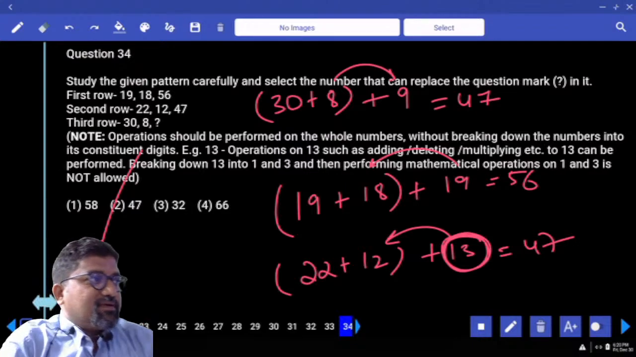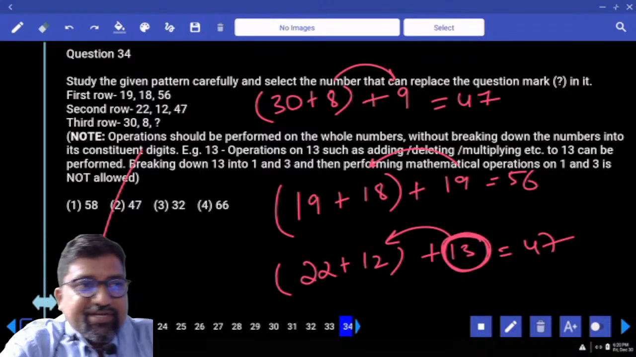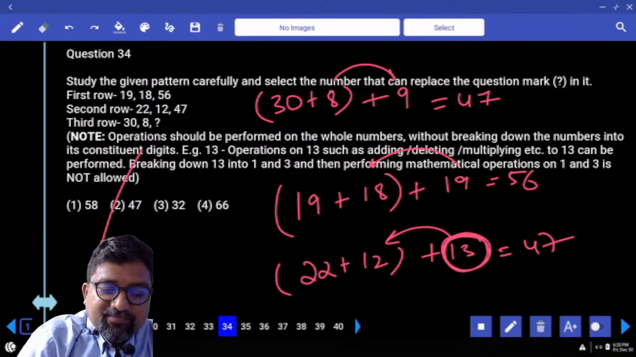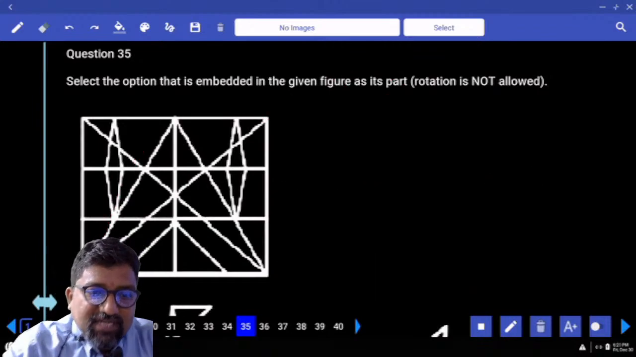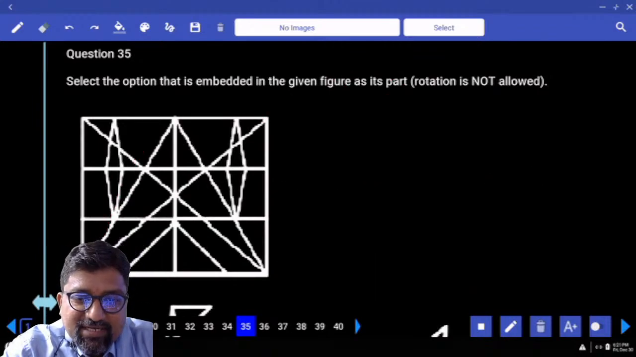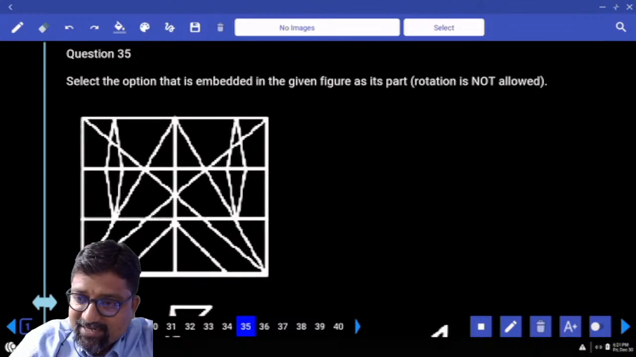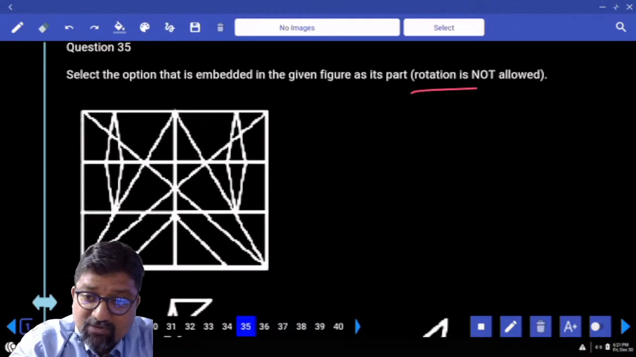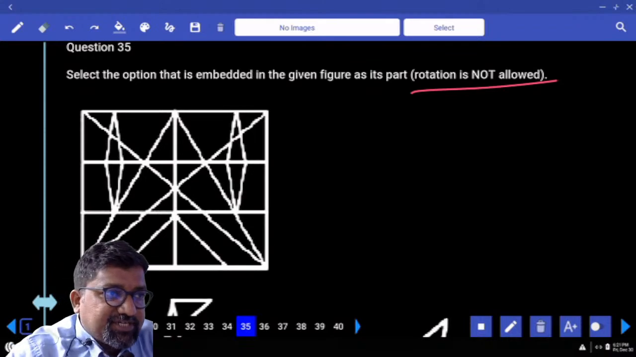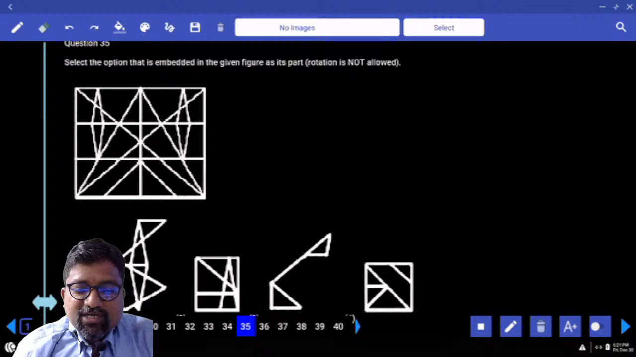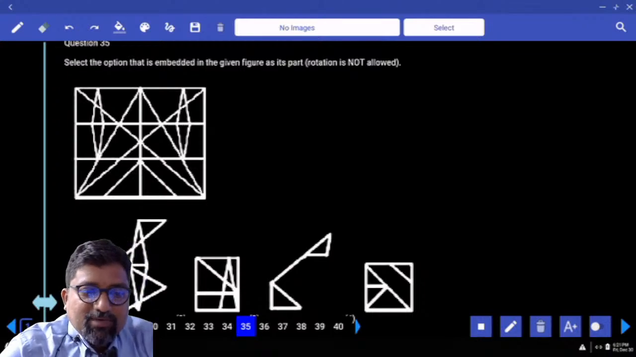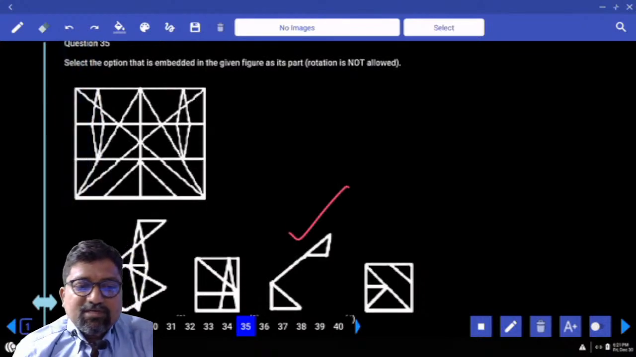Okay? So what's the answer here? 47. Is this clear? Next. Now select the option that is embedded in the given figure as its part, and rotation is not allowed. What is he saying? Rotation is not allowed. So when he says rotation is not allowed, what will be my answer? Come on. Third option. Clear?